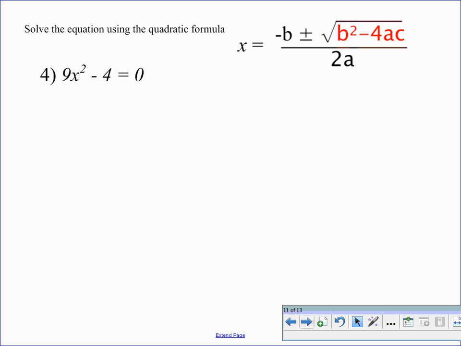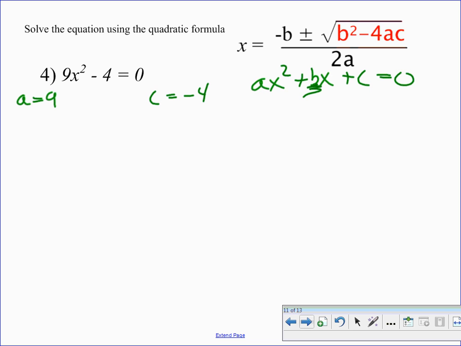All right, here's another problem. Now, this one's a little tricky. A is 9 and C is negative 4. Because remember, it's ax squared plus bx plus c equals 0. B is what's in front of the x term. There is no x term here, so we would say that b is 0.